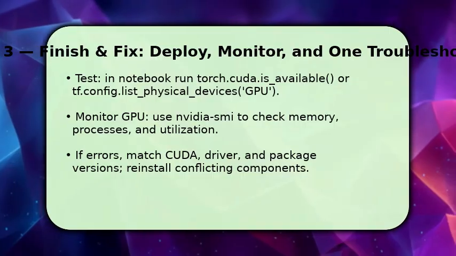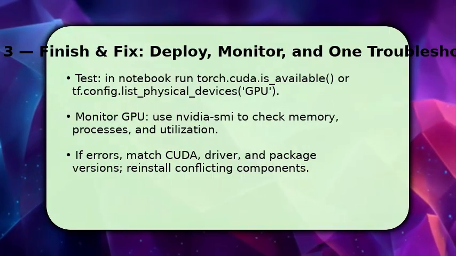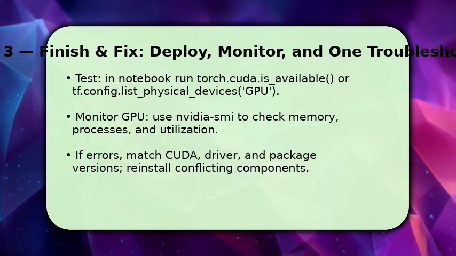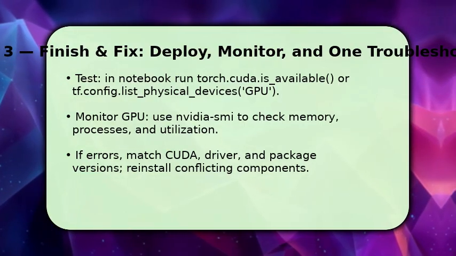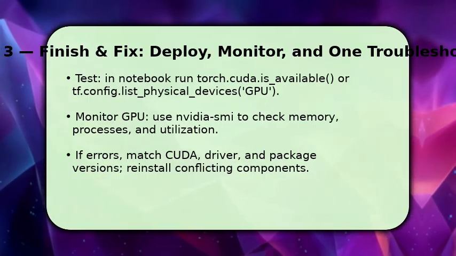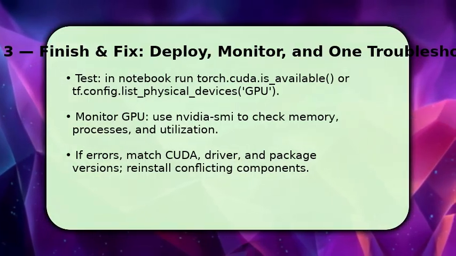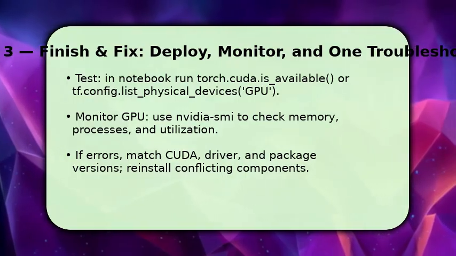Run a small check such as torch.cuda.is_available() or tf.config.list_physical_devices('GPU'). Then run a lightweight tensor operation to confirm computation and watch nvidia-smi to monitor memory and utilization.